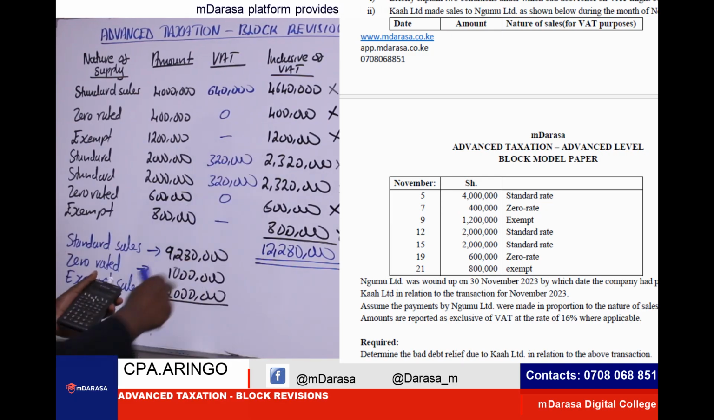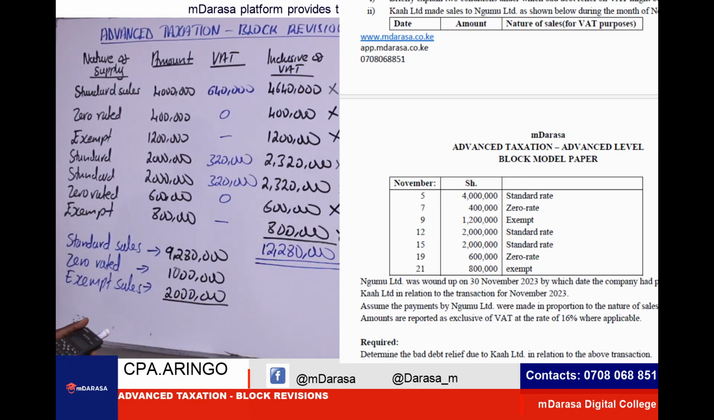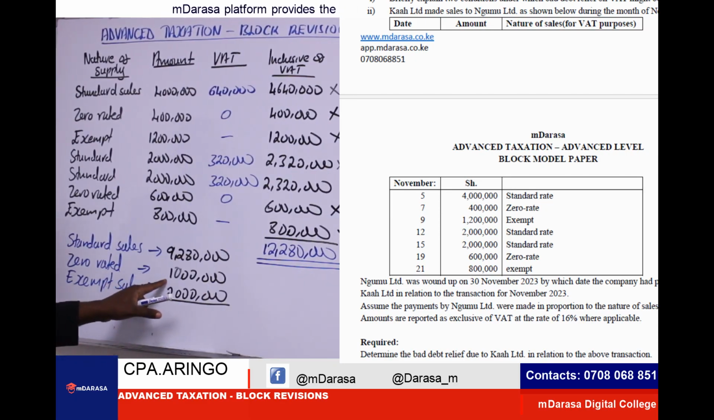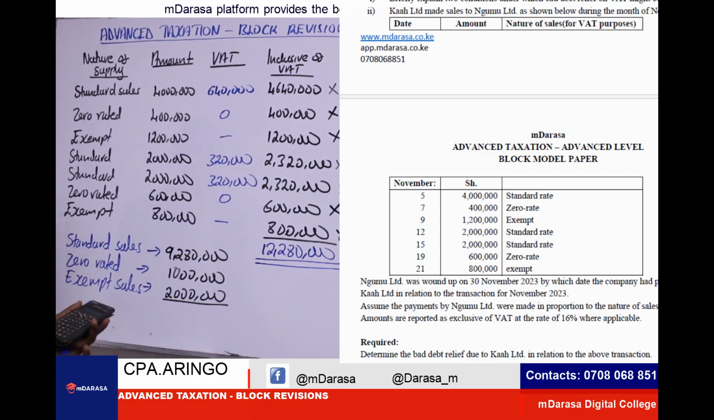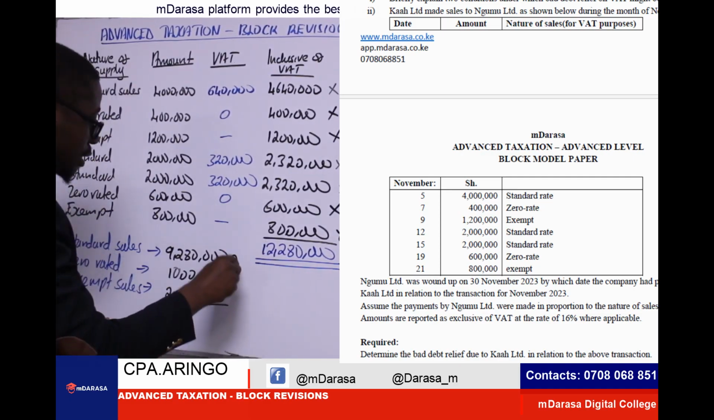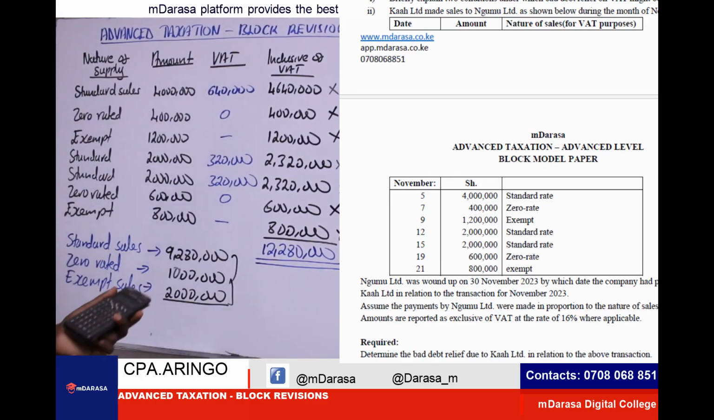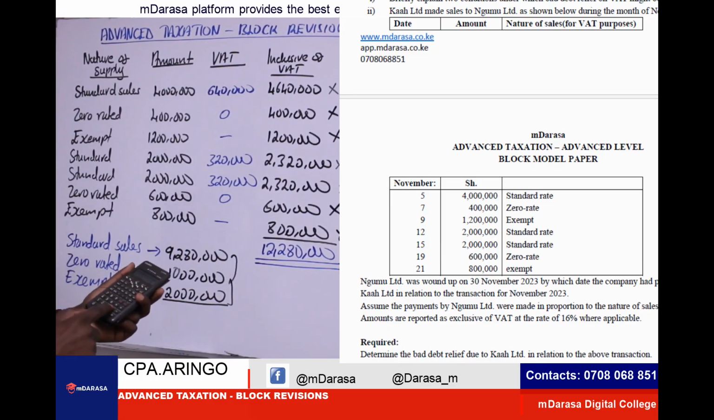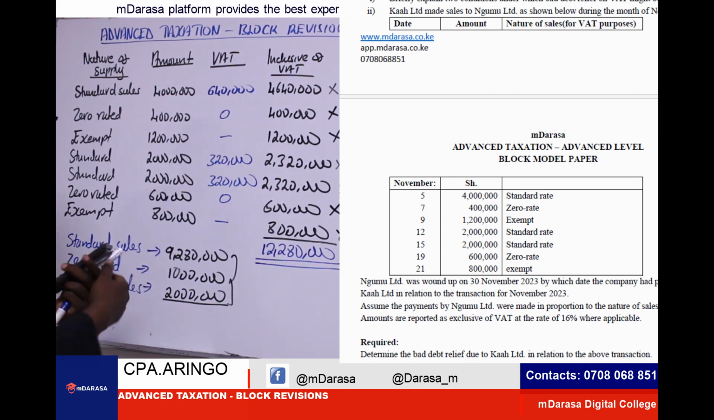exempt 1.2 plus 800 to give us what? The 2 million. So I think where we had made a mistake was to have 1.2 instead of 1 million, because at the end of the day, they should tally to that, right? So this should give us a value of 9280 plus 1 million plus 2 million. This will give us how much? 12080.